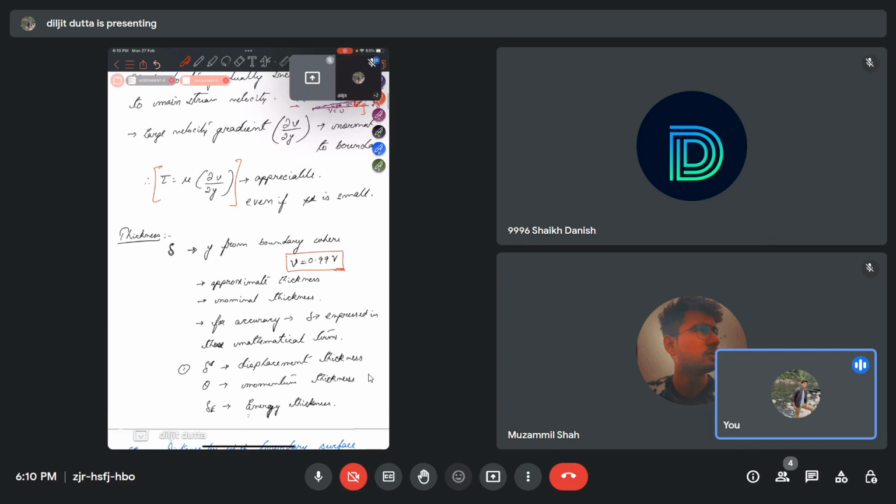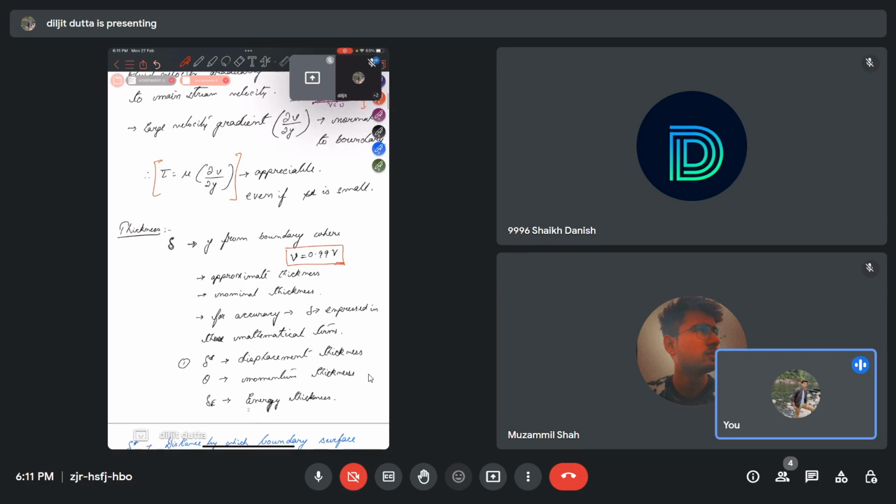And this delta distance is an approximate thickness. We are approximating it, because we cannot directly draw one line and say that okay, this is the exact thickness of the boundary layer. So we cannot draw a thin boundary like that. So it is just approximate to some small ratio, but yeah, it is well approximated.